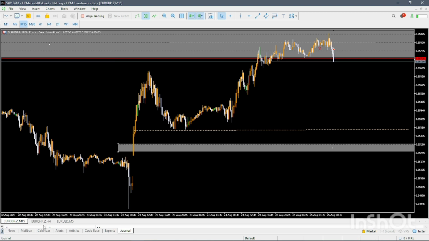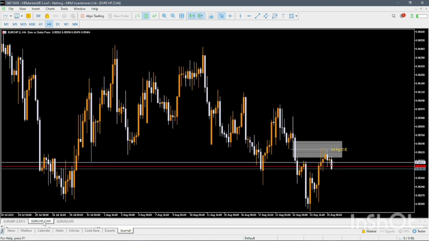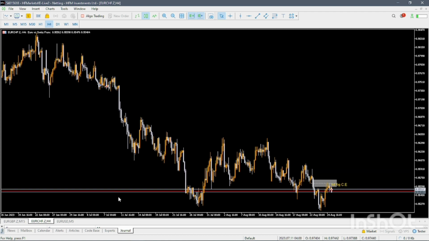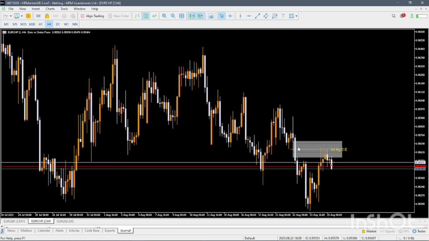And if we go and look at Euro CHF, it is the same case. If you see, the market is on a downtrend, so I'm only looking for a bearish setup. You see, we have this imbalance and an order block starting from here. So I entered my first position during London session.